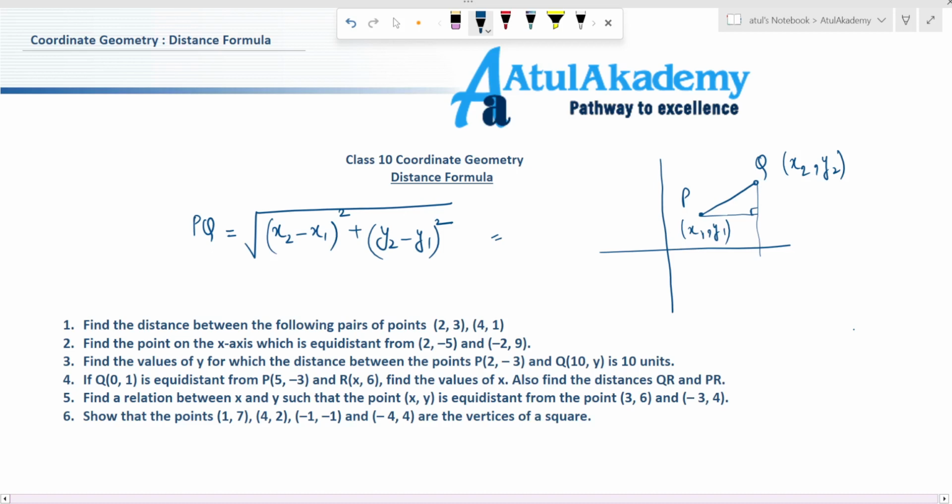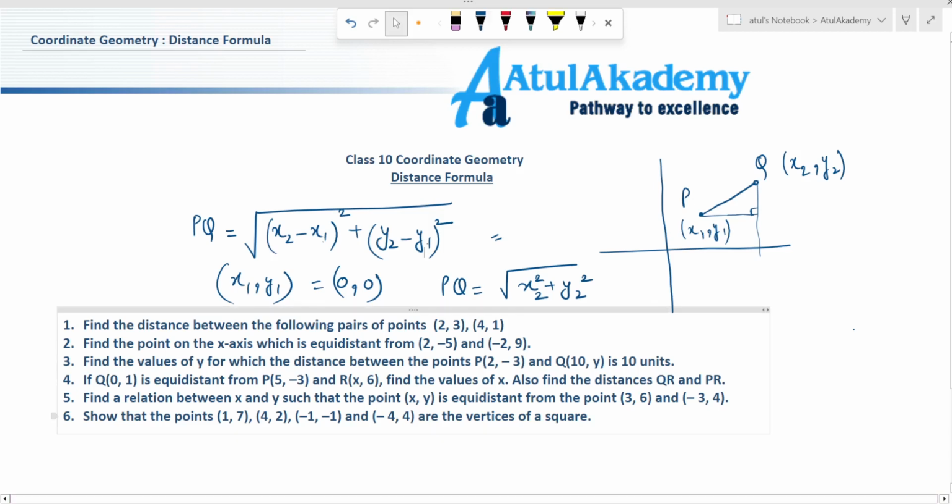Now let's say one of these points is the origin. Let's say (x1, y1) is the origin. So what will PQ become? The distance of any point from the origin will only be the square root of x2 square plus y2 square. It can also be x1 square plus y1 square, because I'm putting the other point as 0, so it changes to this.